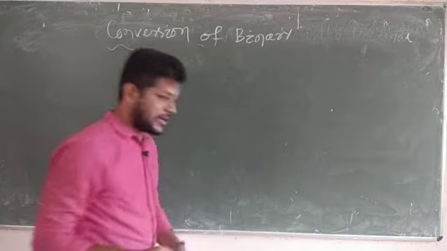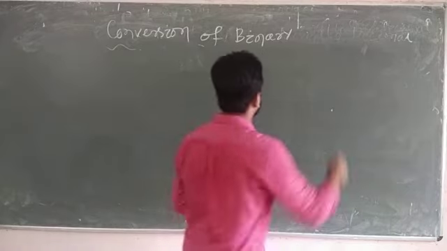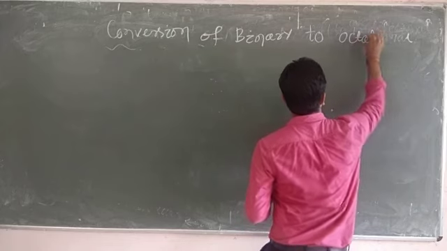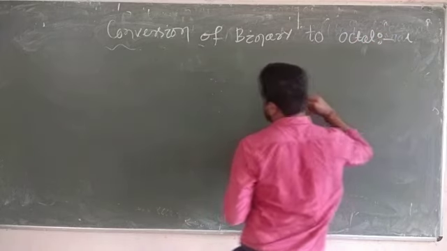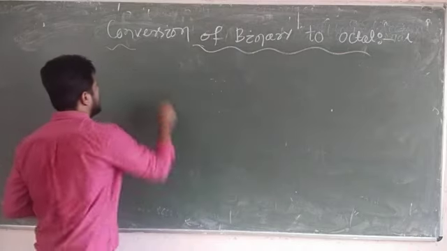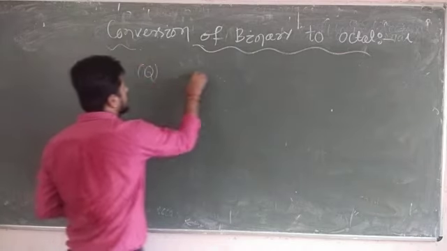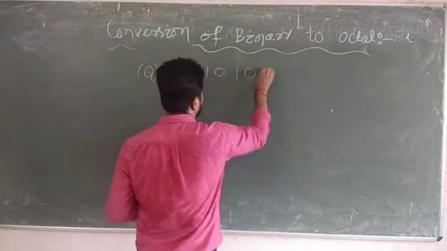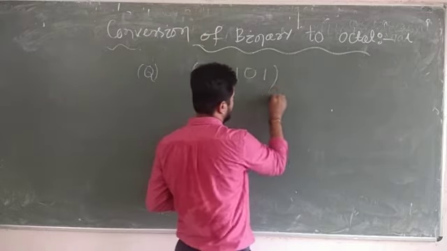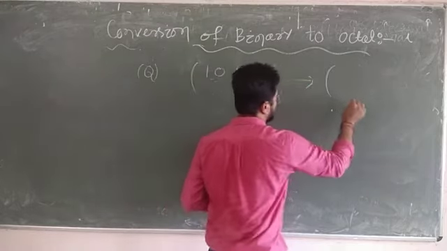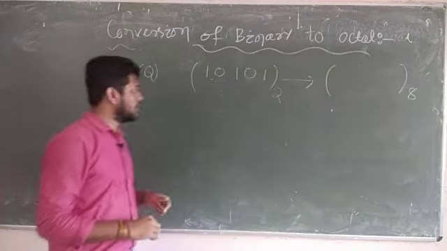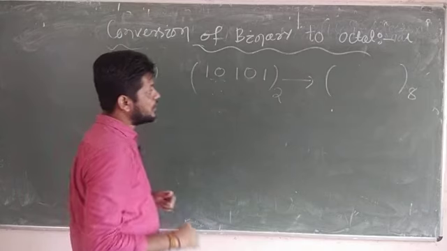If a number is given in binary number system and you need to convert it into octal, that is conversion of binary to octal number system. The question here is given as 10101. That means the number is given in binary and you need to find the octal number. Then how to convert this binary to octal?